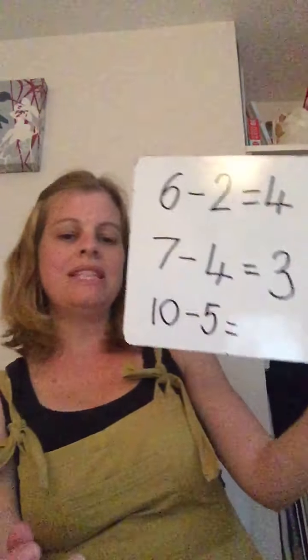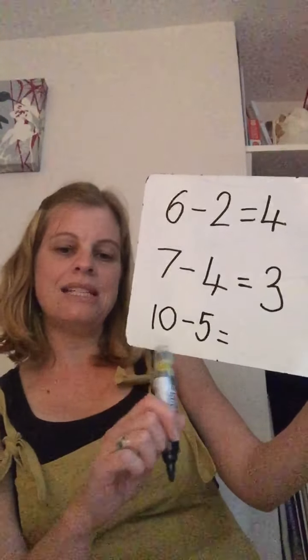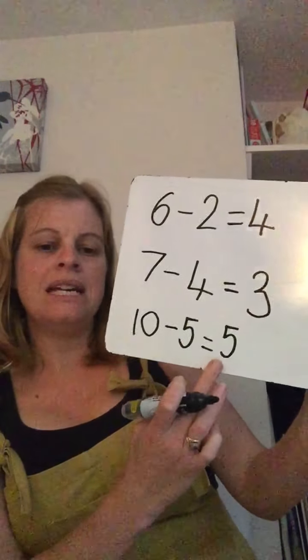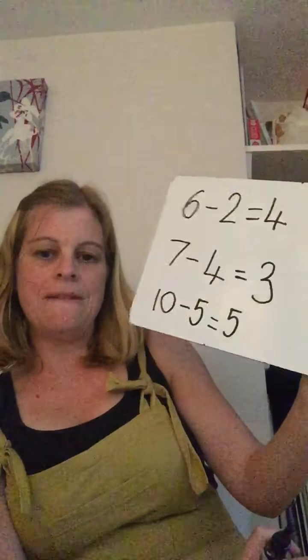I'd like you to take away 5. So count them out of your group. 1, 2, 3, 4, 5. How many have you got left? Can you count how many you've got left? 1, 2, 3, 4, 5. I've got 5 left. So 10 take away 5, or 10 subtract 5, is equal to 5. Well done, reception children. That's great.